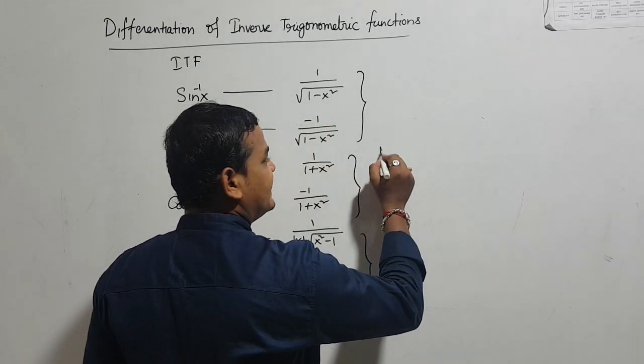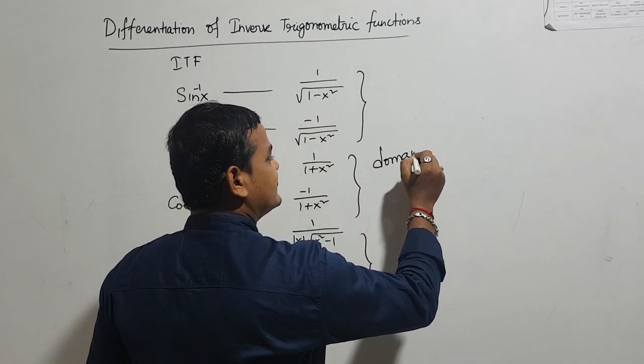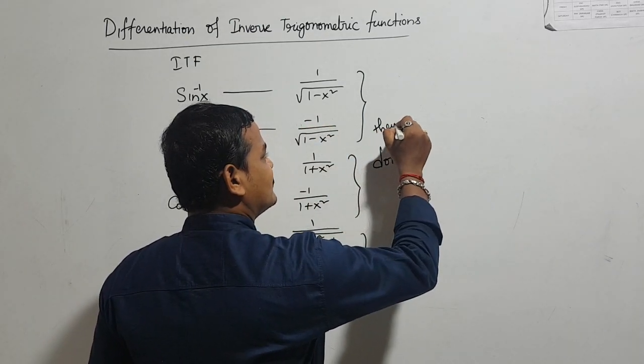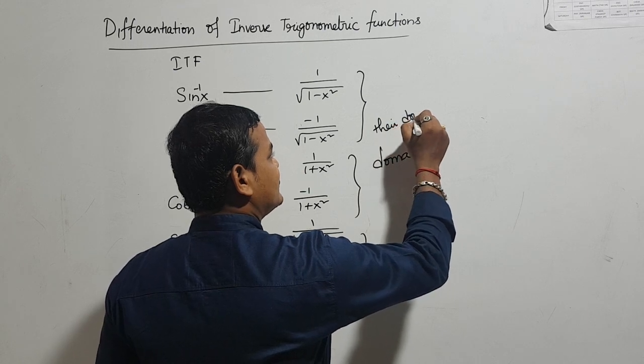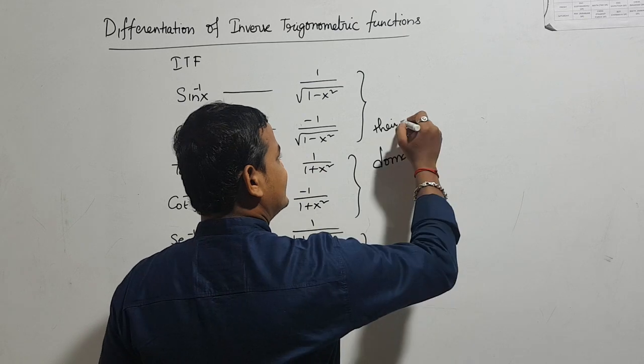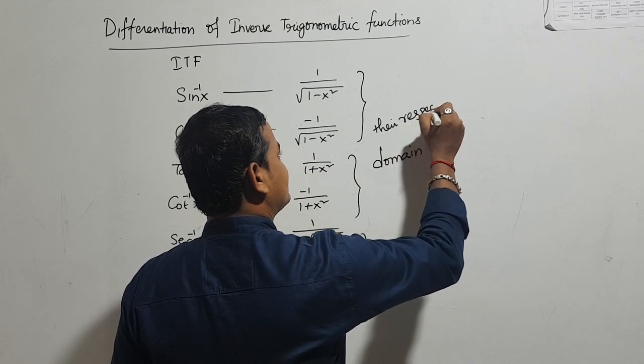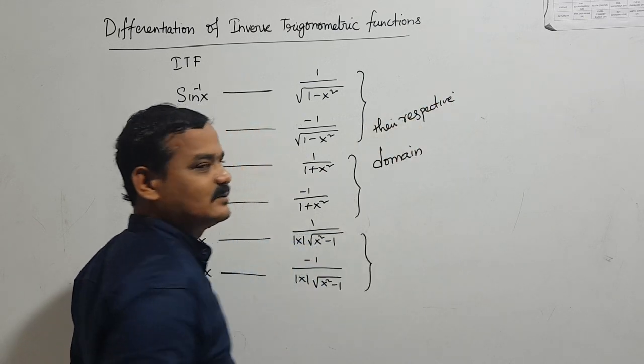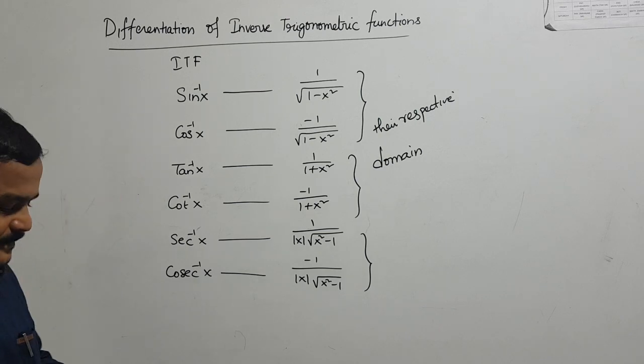Everything exists in their respective domains only, not everywhere. Their respective domains means the functions can exist only in that domain. Their respective domains only. Okay.